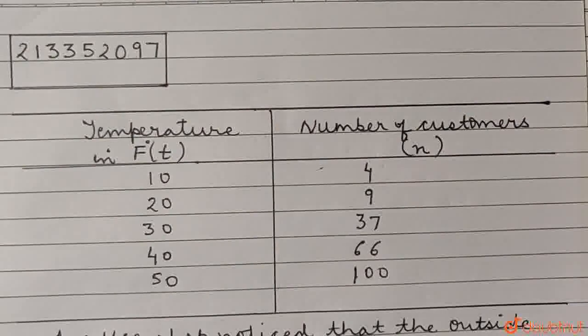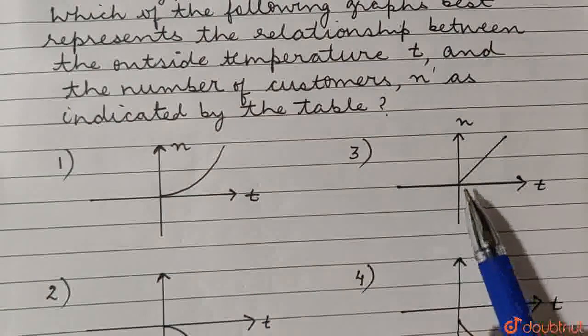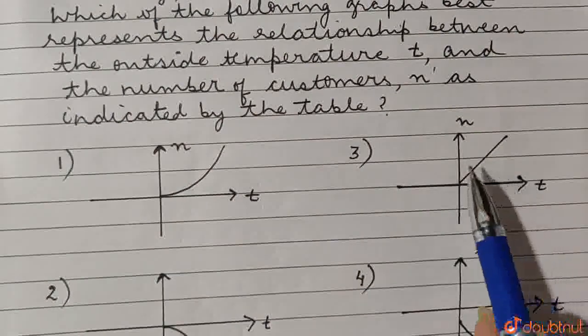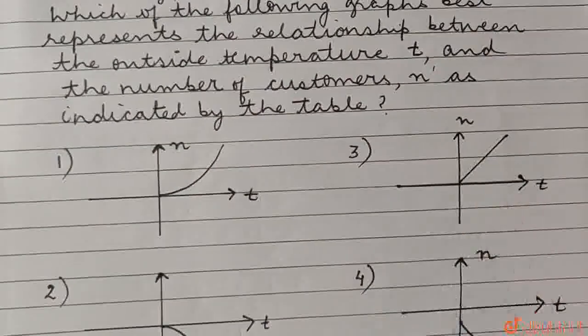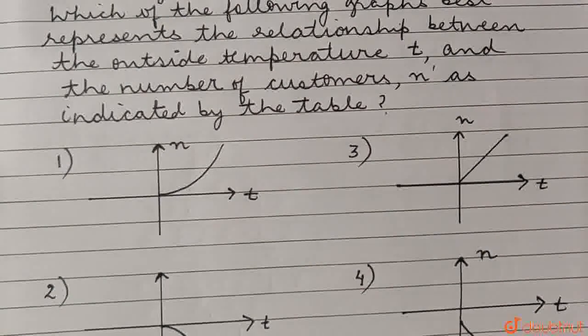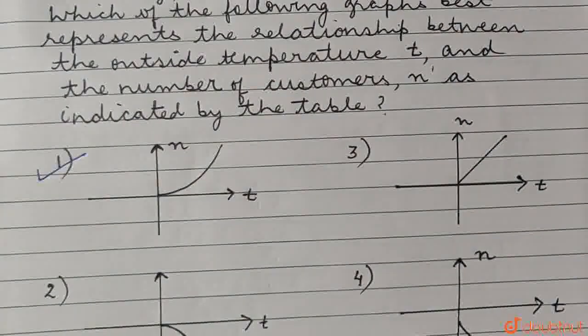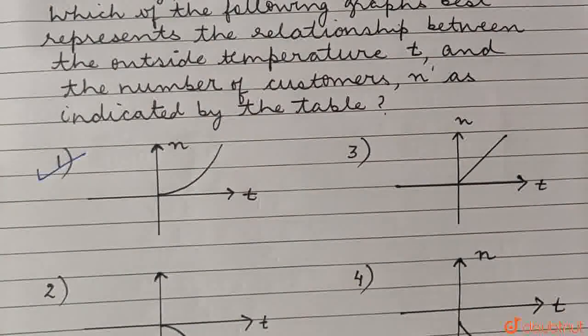So there is no uniformity in the increase of the customers, as uniformity exists in the increase in the temperature. So that means option 3 cannot be a possible graph, since option 3 represents a constant graph or a constant relationship between the temperature and the number of customers. So therefore we have only option 1 which can be a possible option, which represents the actual relationship between the temperature and the number of customers.